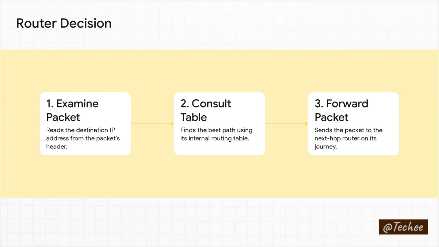So yeah, it's a really simple three-step process. 1. Examine the destination IP address in the packet header. 2. Consult its internal routing table for the best path. And 3. Forward the packet to the next hop router. And this simple loop happens millions of times a second in routers all over the world.